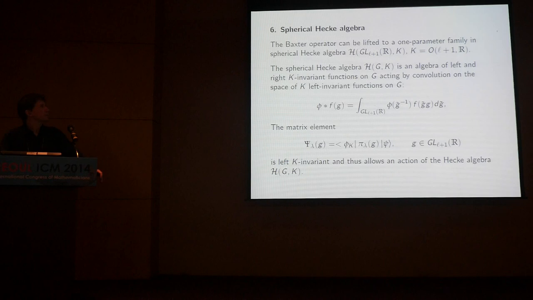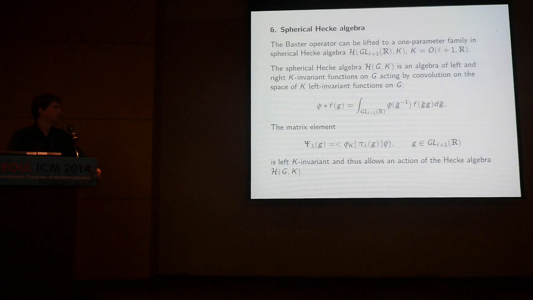Let me recall that the spherical Hecke algebra is an algebra of bi-invariant functions. It has two parameters: the group and a subgroup, which is usually a maximal compact subgroup. We consider the algebra of K-bi-invariant functions on the group, which acts by convolution on the space of left-invariant functions on G; the explicit formula is quite standard. The matrix element representation of the Whittaker function implies that we have an action of the spherical Hecke algebra on the Whittaker function.